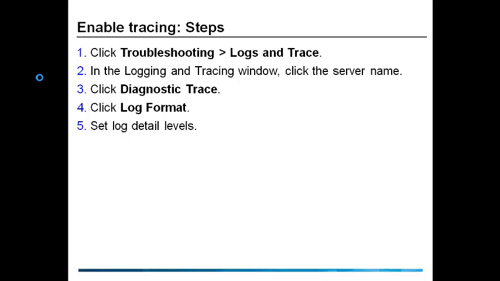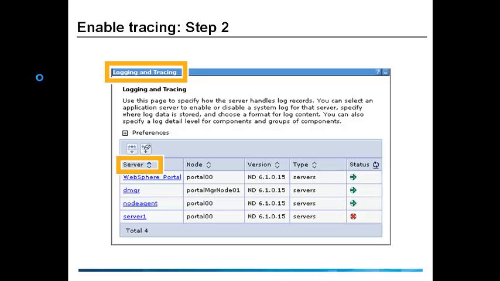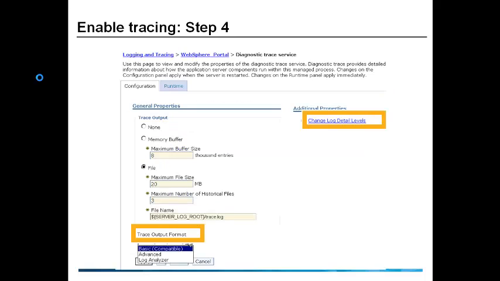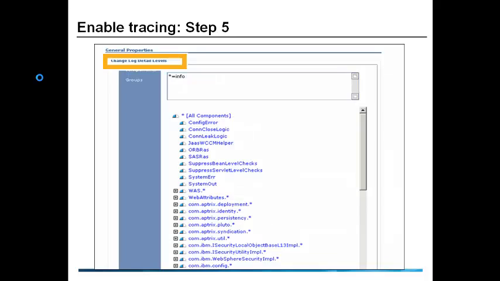How do you enable trace via the WebSphere Application Server console, or WAS console? Simply go to the troubleshooting section, logs and trace. In the logs and tracing window, click the WebSphere Portal server name, click diagnostic trace, click the log format and set log detail levels here. So let us see what those log details are. This is how you have to go. Select the appropriate server, click diagnostic trace, change log level details, OK, and then log detail levels.